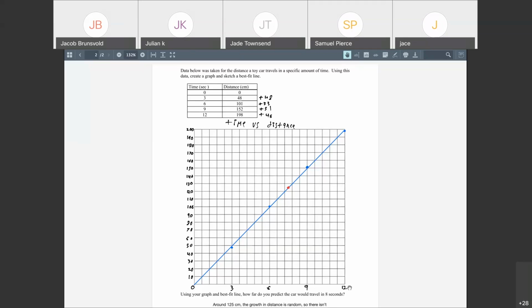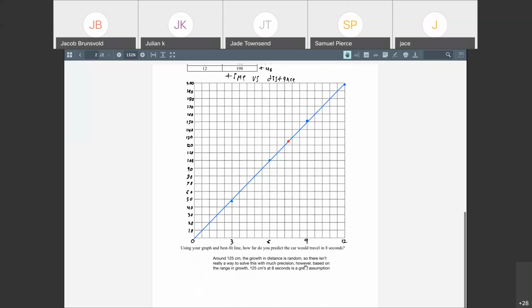That x-axis scale is actually perfect. I thought you were off on there, but I was wrong. So good job. Okay, so now let's take a look at his answer. At around 125 centimeters, the growth in distance is random, so there isn't really a way to solve this with much precision. However, based on the range of growth, 125 centimeters at 8 seconds is a great assumption.